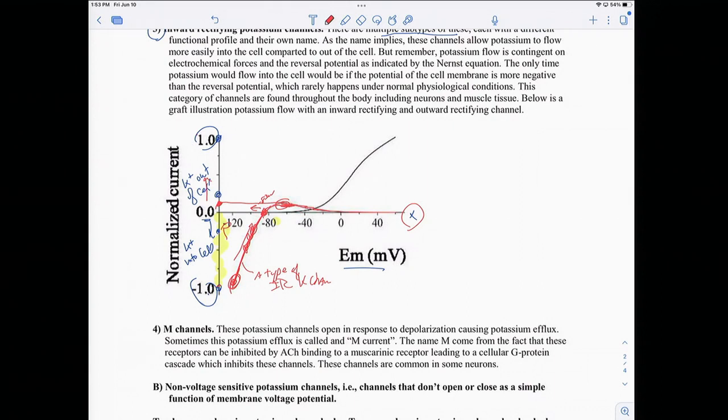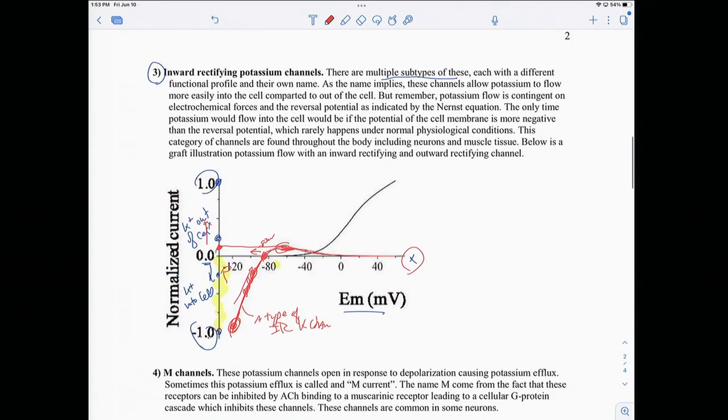than it does leaving it. So if it has this profile, then we would talk about this in terms of being an inward rectifying potassium channel. Even though the vast majority of the time, the inward rectifying channels are going to be allowing potassium to flow out, because most of the time the membrane potential is above the Nernst value or the reversal potential.